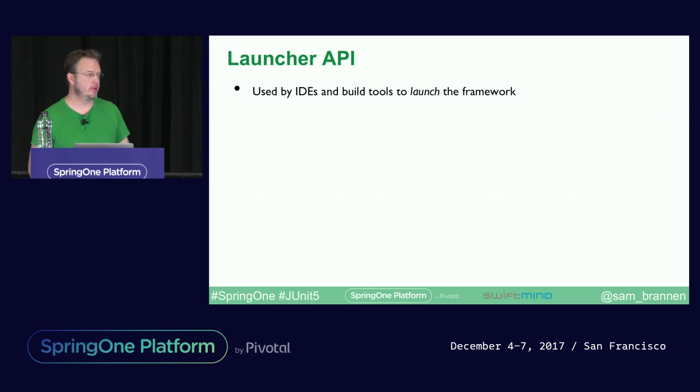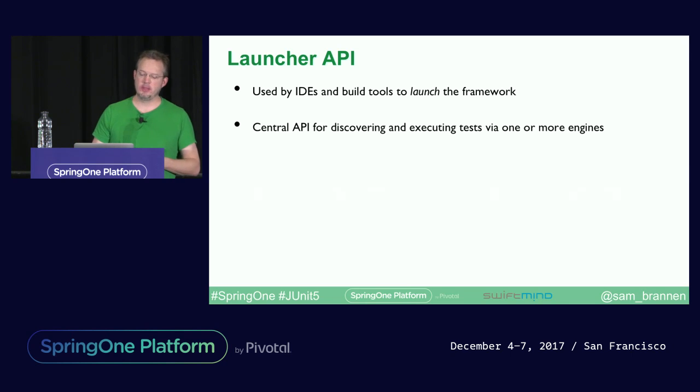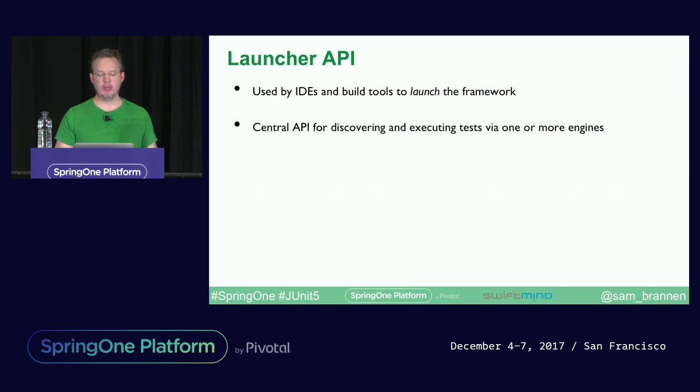So what is this launcher API? It's used to, as you might guess, launch the framework. It's analogous to the JUnit core in the past, and that's what IDEs and build tools will use, but you could use it programmatically if you wanted to. There are people who use it in a main if they have some custom needs. And that's the central API for discovering and executing tests via one or more engines.